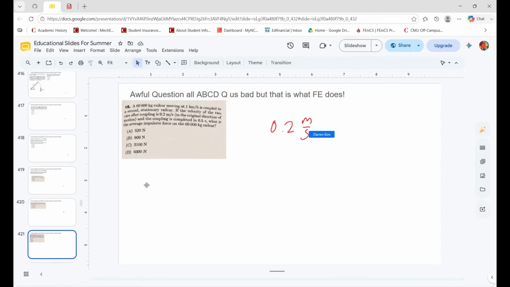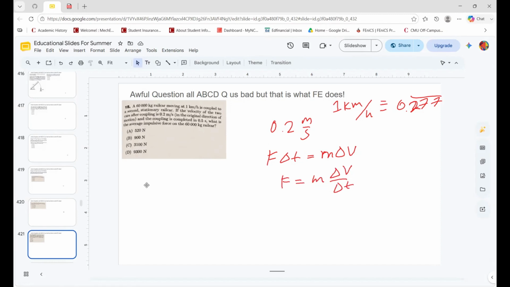1 kilometer per hour equals 1,000 divided by 3600 meters per second, which is about 0.27777, with a bar on the top. Anyways, we're going to do F delta T equals M delta V. This is an important equation. It's going to come up a lot when there's something like this. It's looking for the impulsive force, so basically you're looking for F, which is M delta V over delta T, and that is basically a derivative, to be fair.